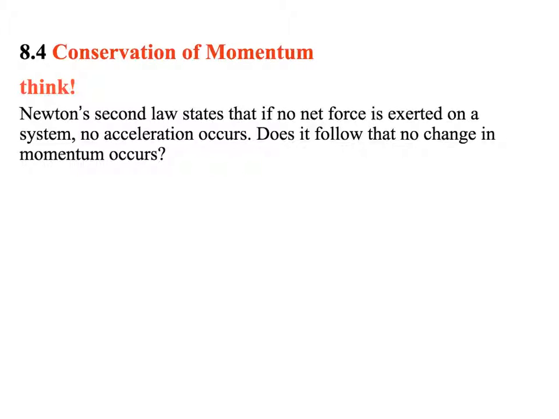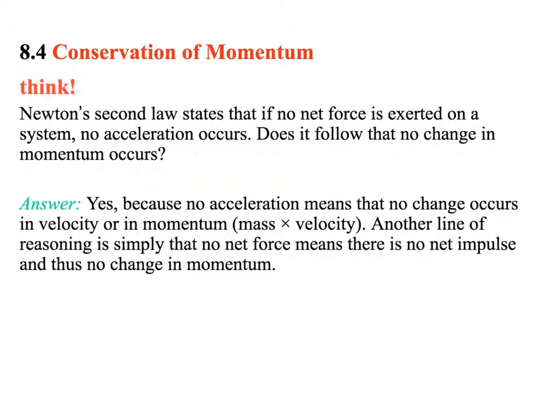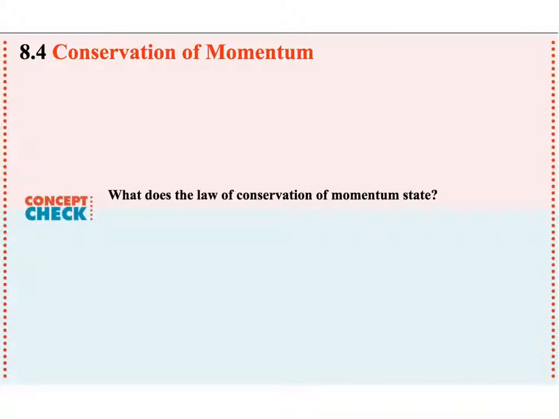Newton's second law states that if no net force is exerted on a system, no acceleration occurs. Does it follow that no change in momentum occurs? Yes, because no acceleration means that no change occurs in velocity or in momentum, mass times velocity, which is our momentum. Another line of reasoning is simple: no net force means there's no net impulse and there's no change in momentum. So, what does the law of conservation of momentum state? It's what we've talked about these first several slides.